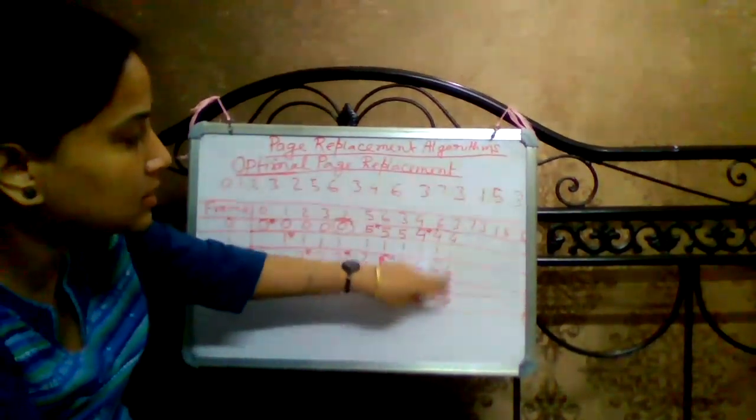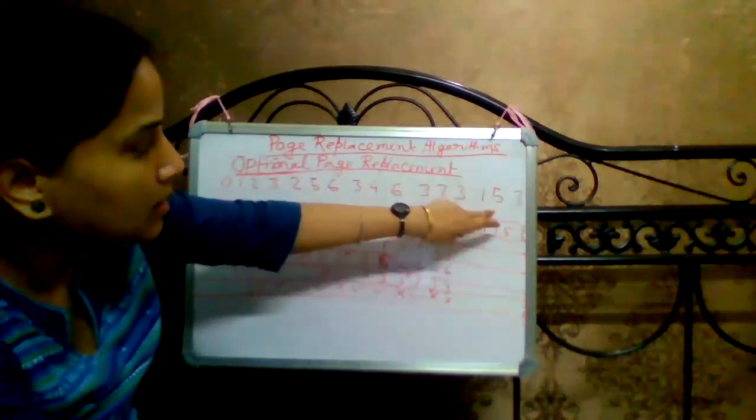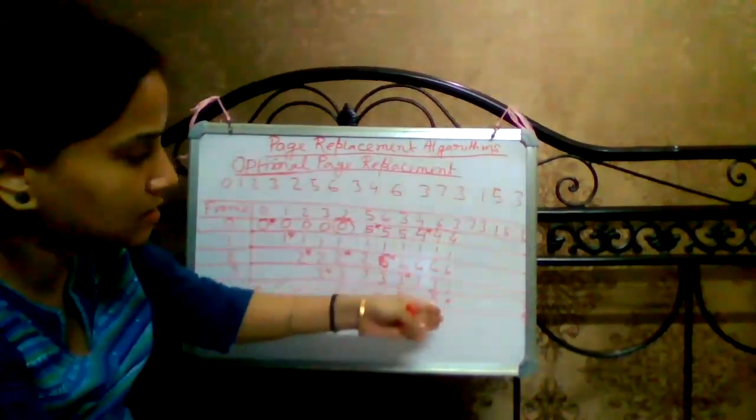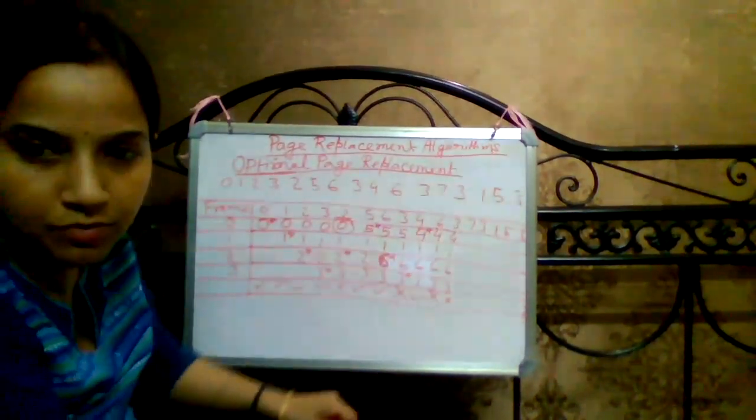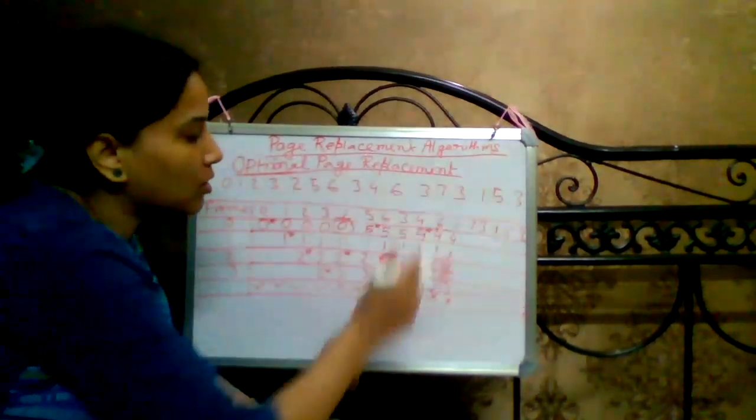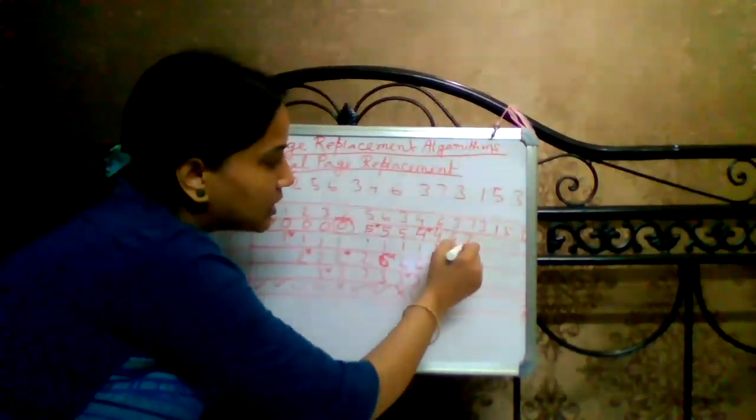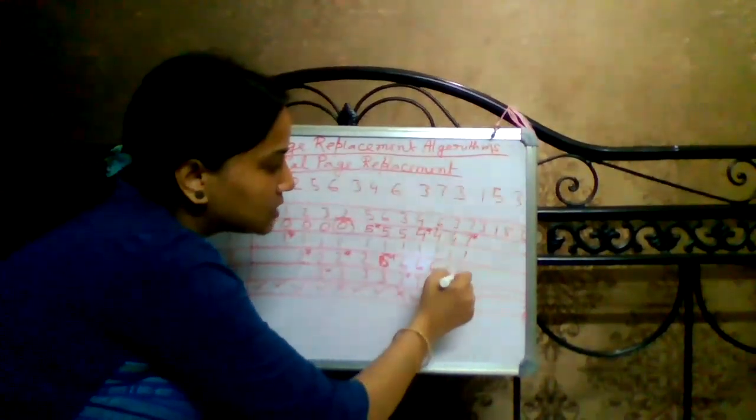Which one is not? 3 is there. 1 is there. 5 is there. No, 5 is actually in the string. So we'll replace 4, because 4 is not used for the longest period of time. So 7, running 1, 6, 3.